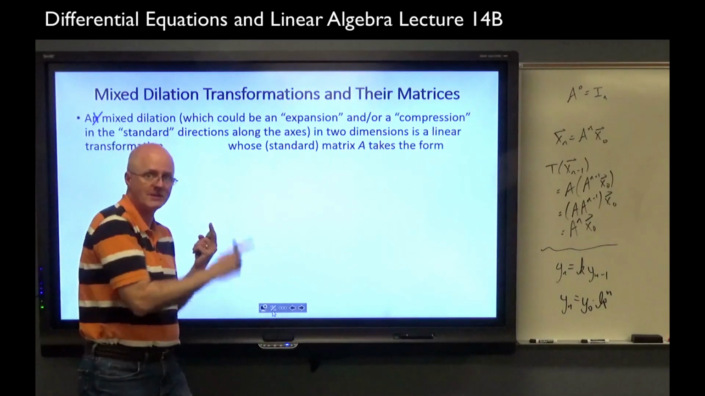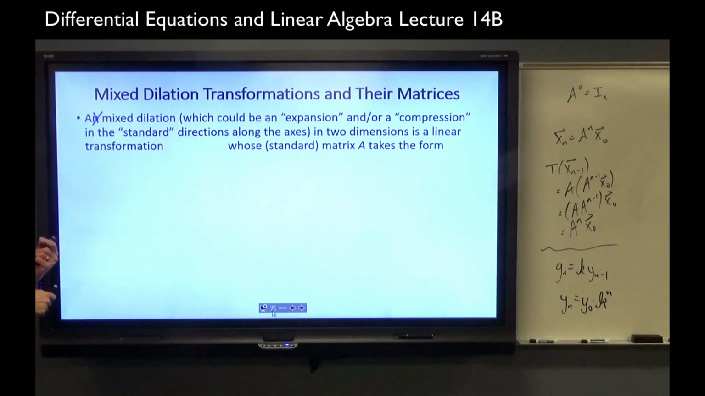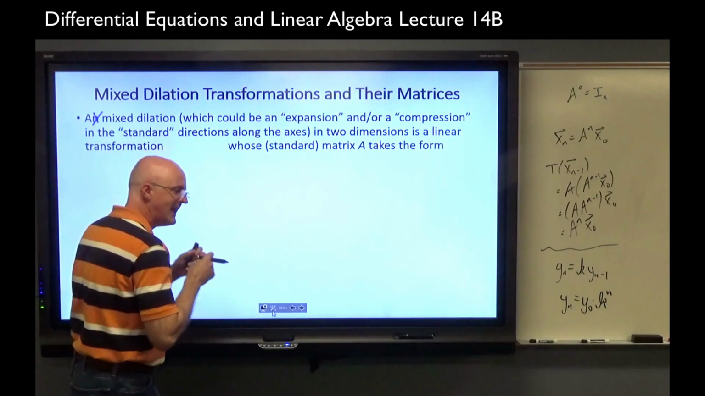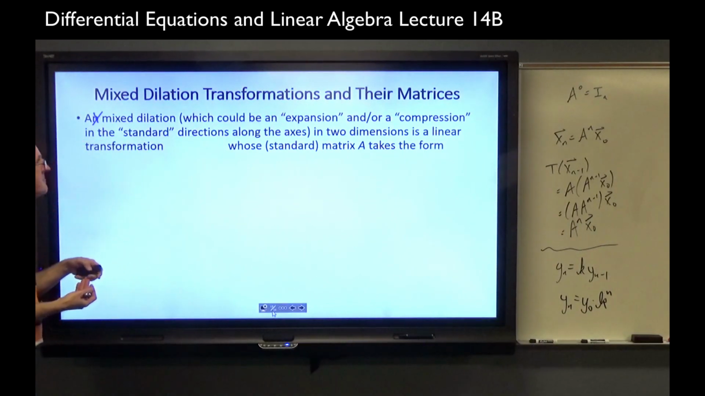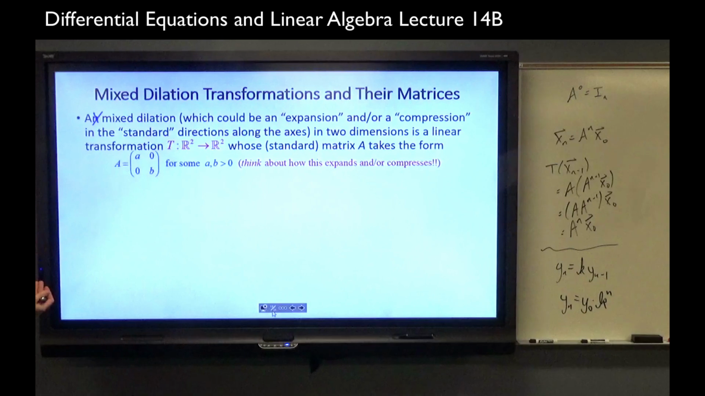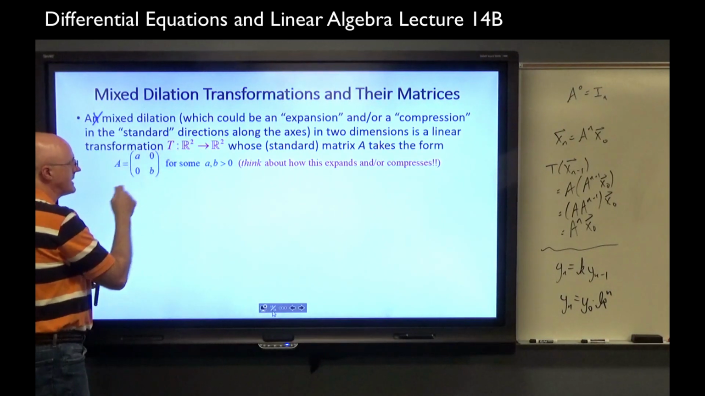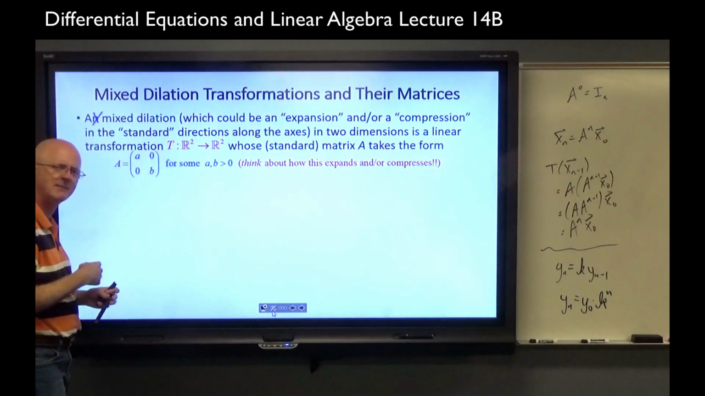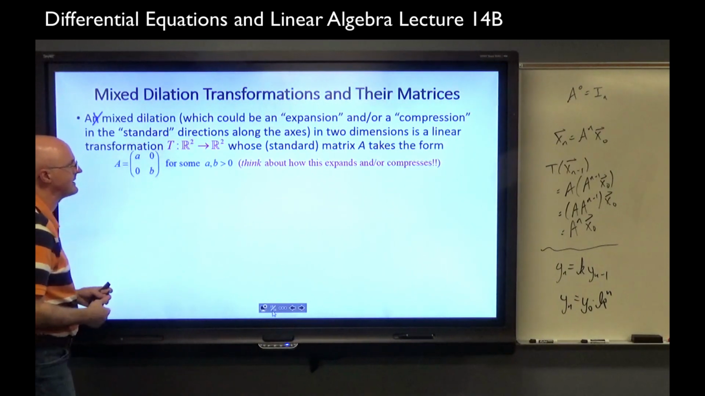In the standard directions, horizontal and vertical is what I mean by standard directions, along the axes. It could expand in both directions, or it could compress in both directions, or it could expand in the horizontal direction and compress in the vertical direction. Mixed dilation is a linear transformation whose standard matrix takes this form. Now it's still a diagonal matrix, but now I'm allowing the lower right entry to be different than the upper left entry. Previous example was a multiple of the identity matrix. This, if A and B are different, is not a multiple of the identity matrix.